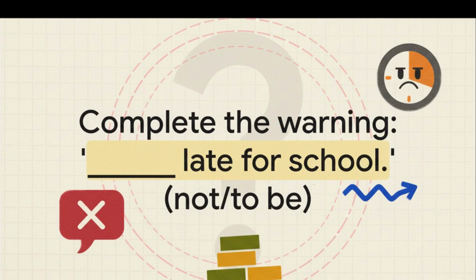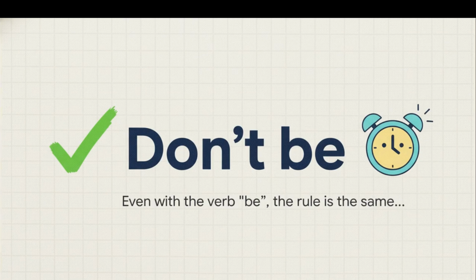Ooh, this is a great one. The verb be can sometimes feel a little tricky for people. But how do we make a negative imperative with it? Well, the rule is exactly the same. Excellent. Don't be late for school. See? Even with a verb like be, the formula still works perfectly. You just put don't right in front of the base form.